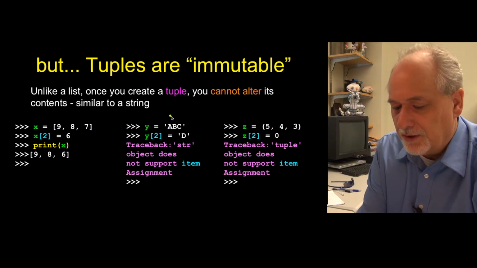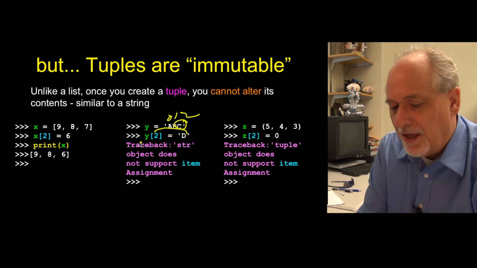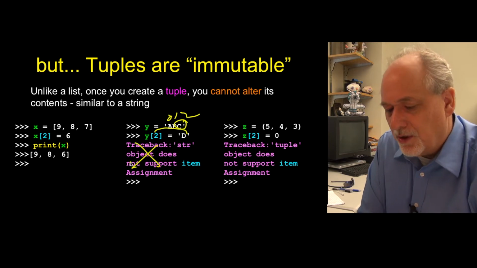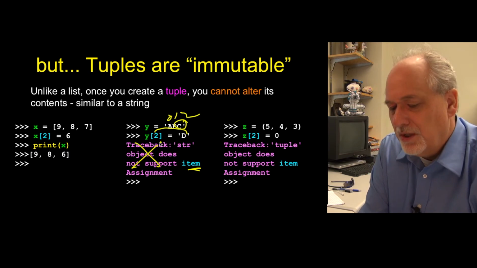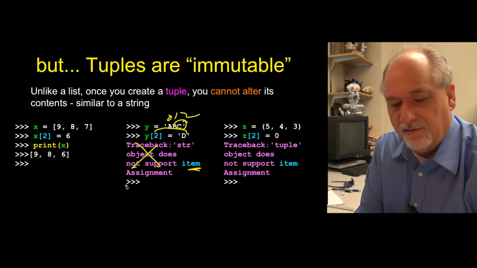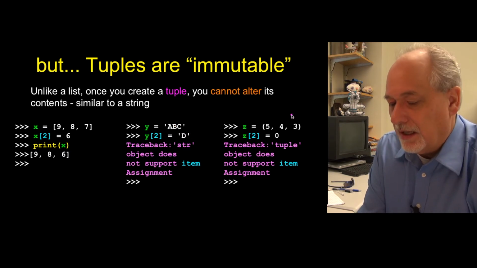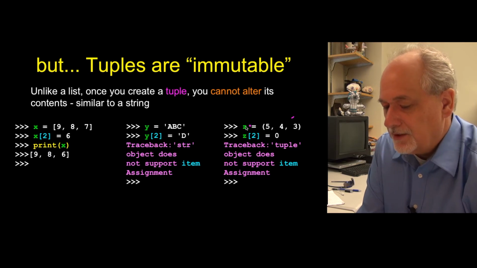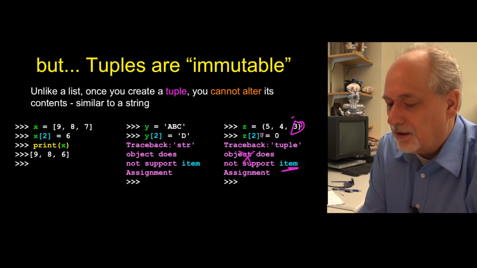But if we try to do that same thing with a string, so we say y equals ABC, and we know that this is position 0, 1, and 2, but if we try to change the C to a D by saying y sub 2 equals D, that is not allowed. And it says it doesn't support item assignment, and this little bracket, x sub 2, is what they call item assignment inside of Python. And so if we do the same thing with a 3-element tuple, put that in z, and we try to change this slot to be a 0, it's going to blow up because it's the exact same thing.